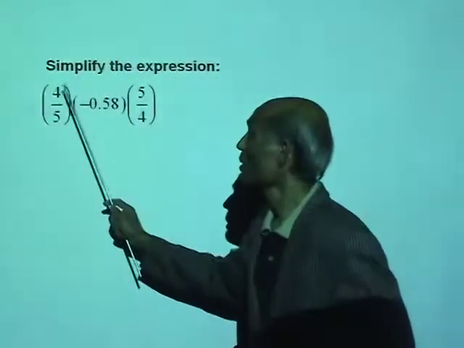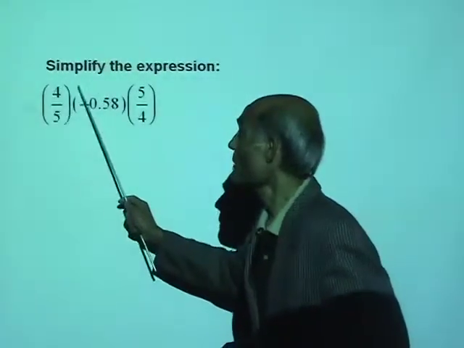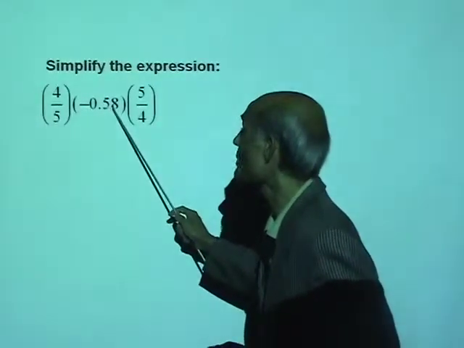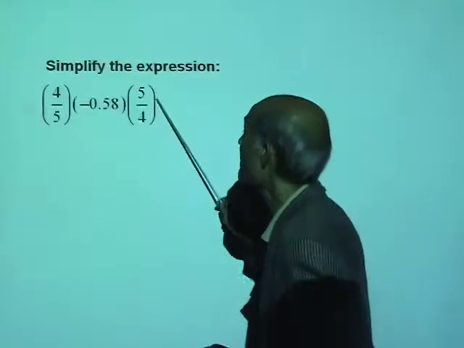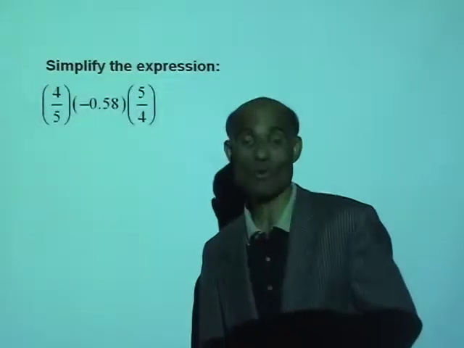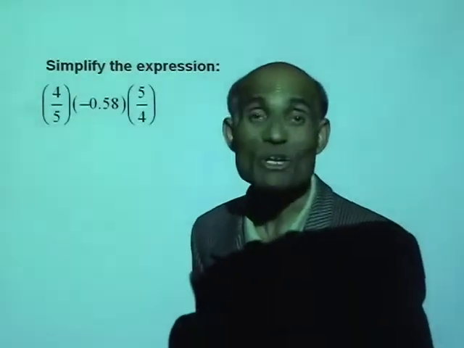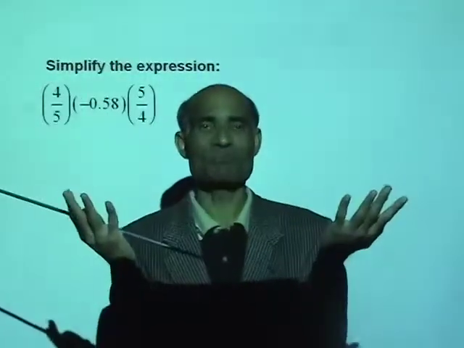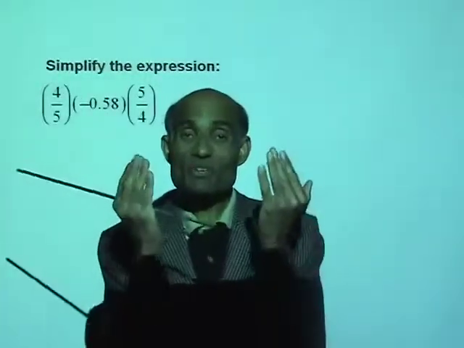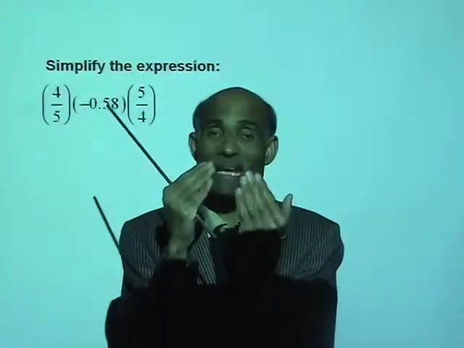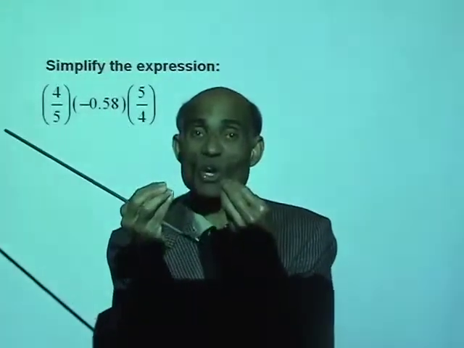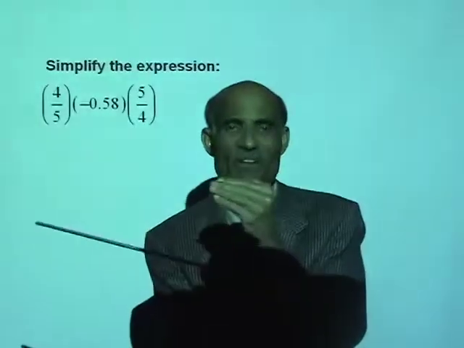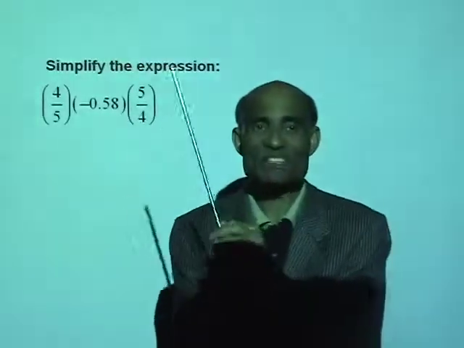Simplify the expression 4/5 multiplied by negative 0.58 multiplied by 5/4. Now what will you do to simplify that? This is actually a very simple problem, provided you do a simple rearrangement, do a little change in the association. Now, how do you change the association?